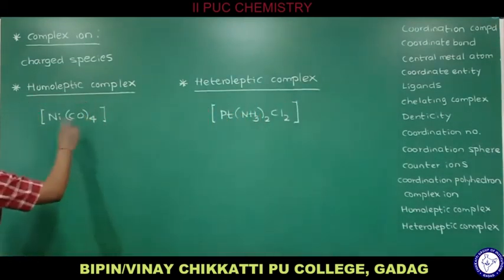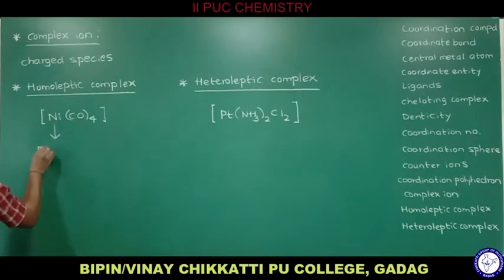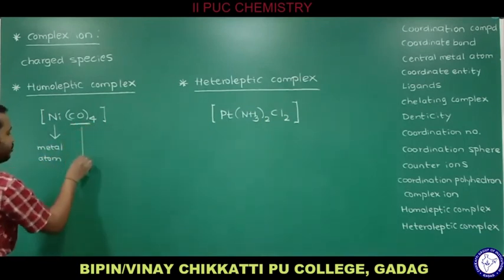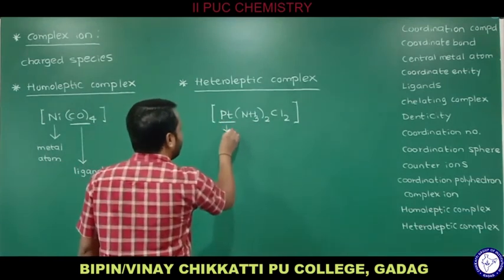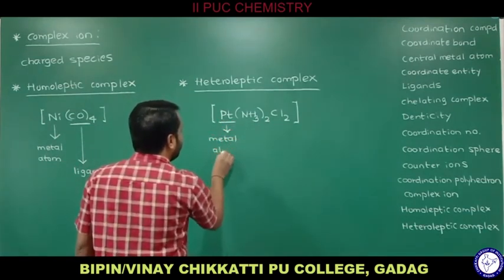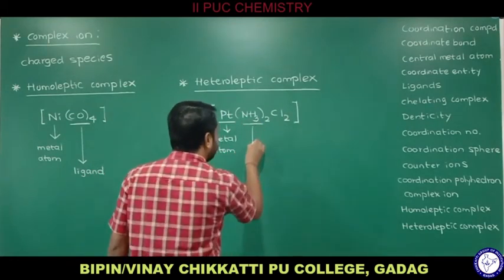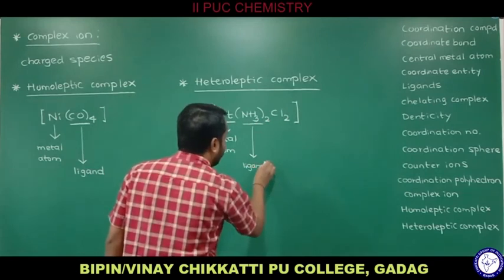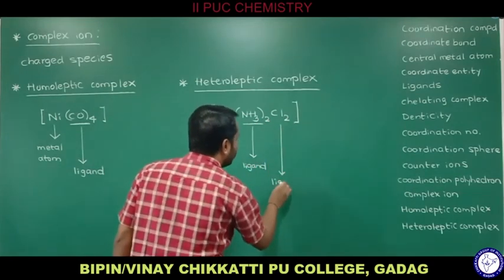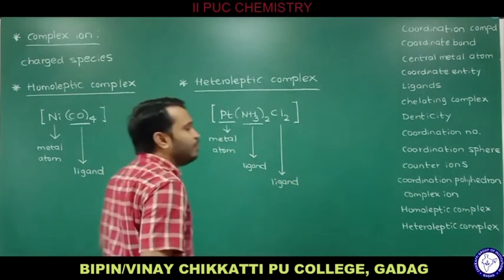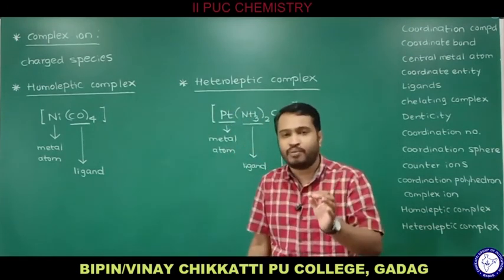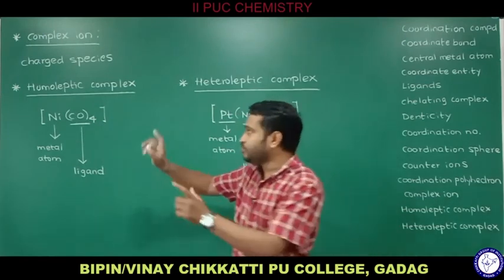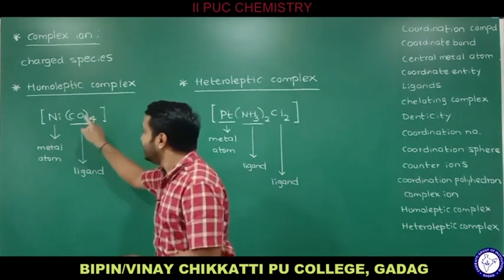So now you tell me, in this particular example, this nickel is a central metal atom or central metal ion, isn't it? We have CO, that is carbonyl, and that is a ligand, isn't it? Whereas if you consider this particular example, platinum is the metal atom or ion, but here we have NH3, amine, that is a ligand, right? And we have one more, Cl minus, that is also a ligand. Now I hope you can guess what would be the meaning of homoleptic and heteroleptic.